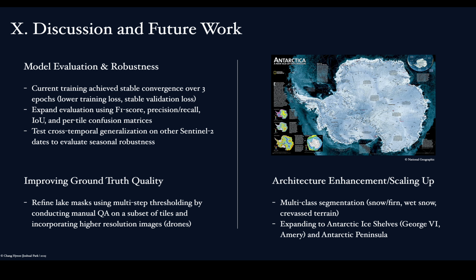I also think there is room for improvement in architecture enhancement and scaling up, where instead of having a binary classification of water and ice, I could incorporate multi-class segmentation such as snow firn, wet snow, and crevasse terrain, because these actual landscapes are a lot more complex than just ice and water. And I hope to also expand this research across Antarctic ice shelves, such as George VI Shelf or Amery Shelf, and the Antarctic Peninsula, where a lot of melt is happening.